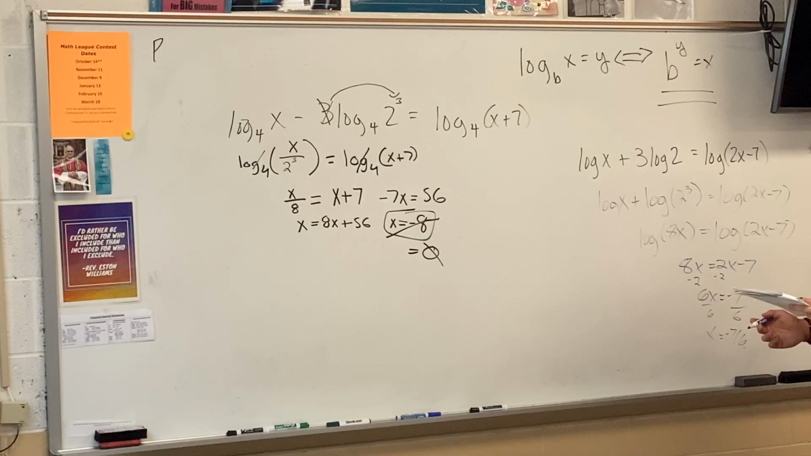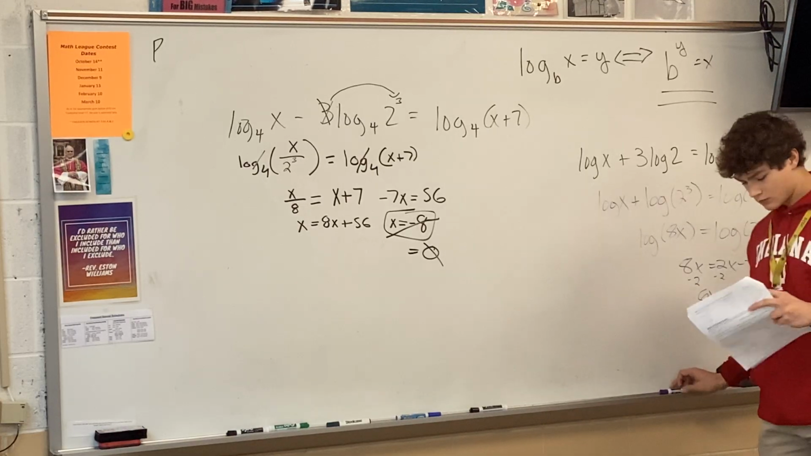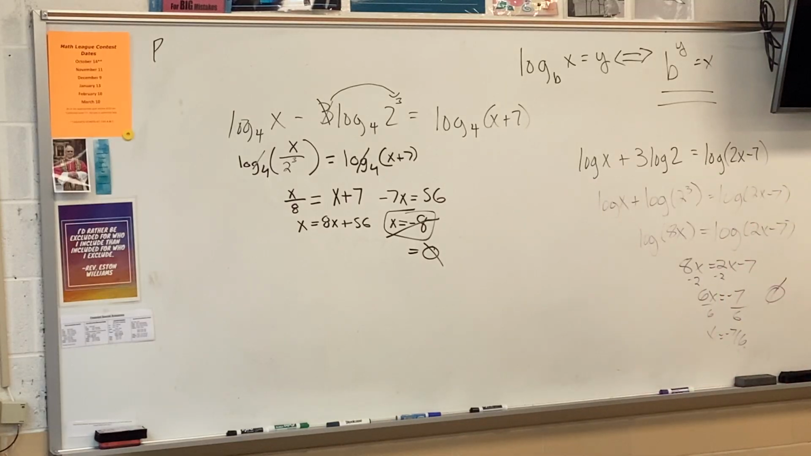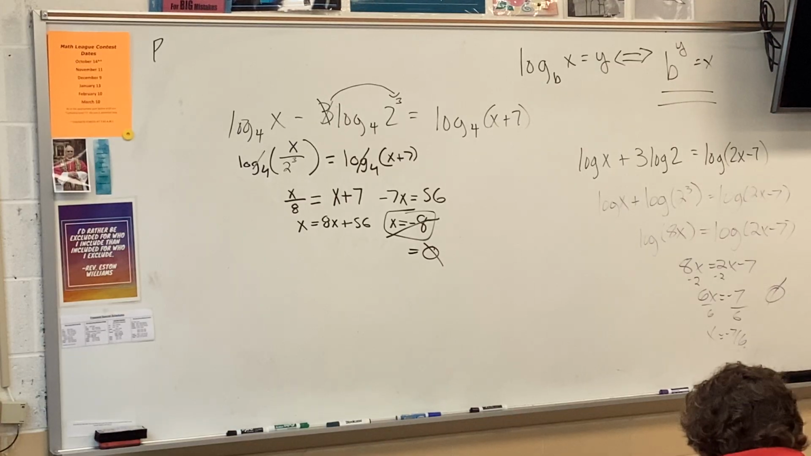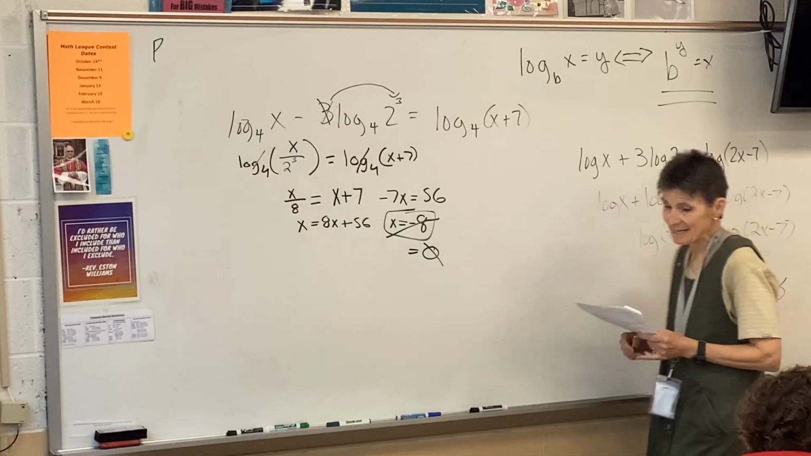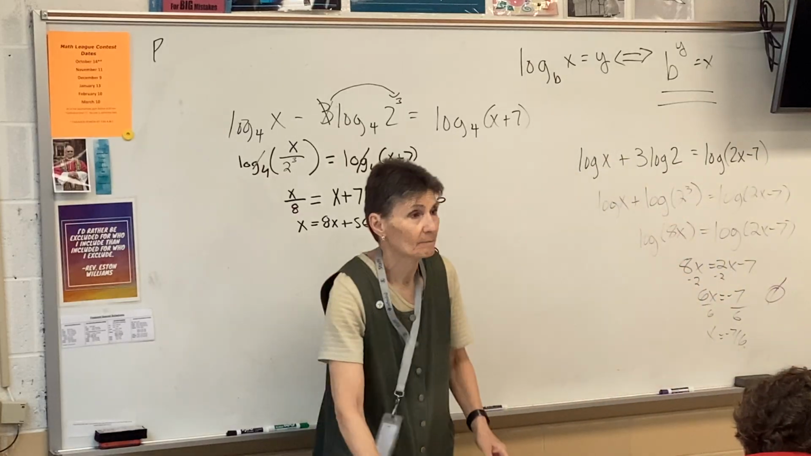Quinn got no solution too for the second one. What do you think about that? Yeah, x can't be negative 7/6. So he is exactly right, and so will you, if that's what you got. What you got, Charles? Yes. Any question about either of those two problems?